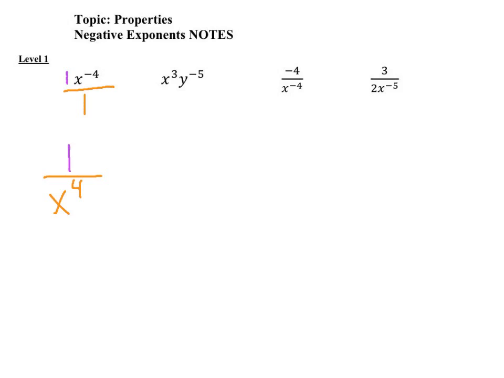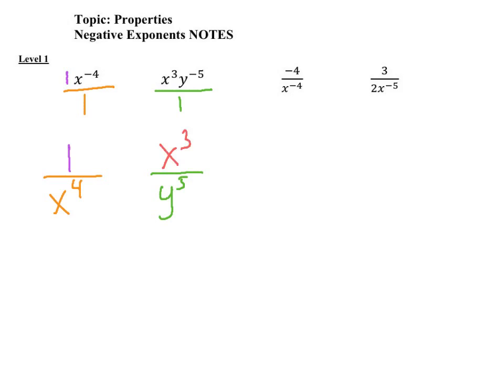Let's take a look at this second example. It's not a fraction, so I'm going to go ahead and make it a fraction. And I'm going to put a 1 underneath it. Now, this y to the negative 5, that is the only negative exponent. So I'm going to take that y to the negative 5, move it to the bottom, make it a positive 5. Now, look at that x cubed. That x cubed is not a negative. So I'm going to keep that on the top of my fraction.